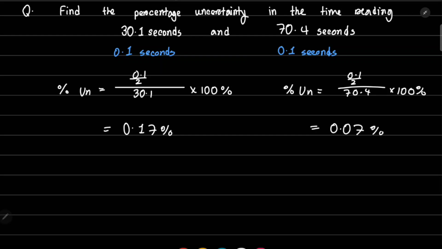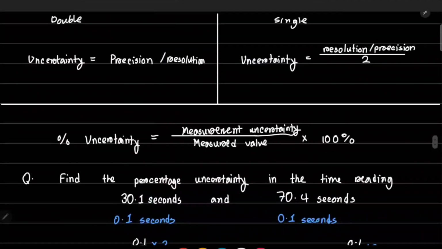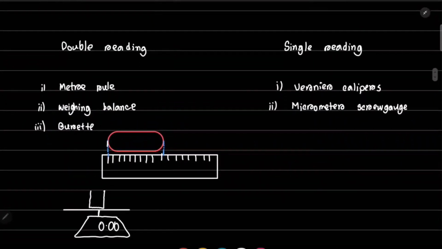Now we do this if I didn't know the instruments that were used. However, if I was told that this was done using a stopwatch, for example, I'll have to multiply 2 over here and 2 over here. This is because stopwatch is another double reading instrument.